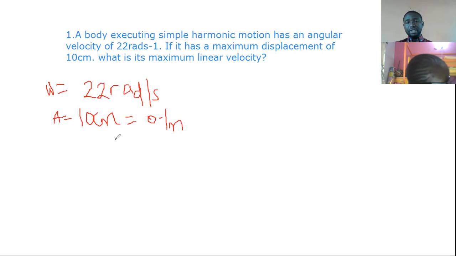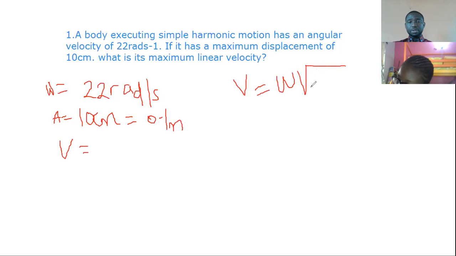What is the maximum linear velocity? That means we are looking for V. Remember, there's a relationship between the linear velocity and angular velocity, which we have as V equals W, the square root of A squared minus X squared, isn't it? Right? Now, they said something here: what is the maximum linear velocity?